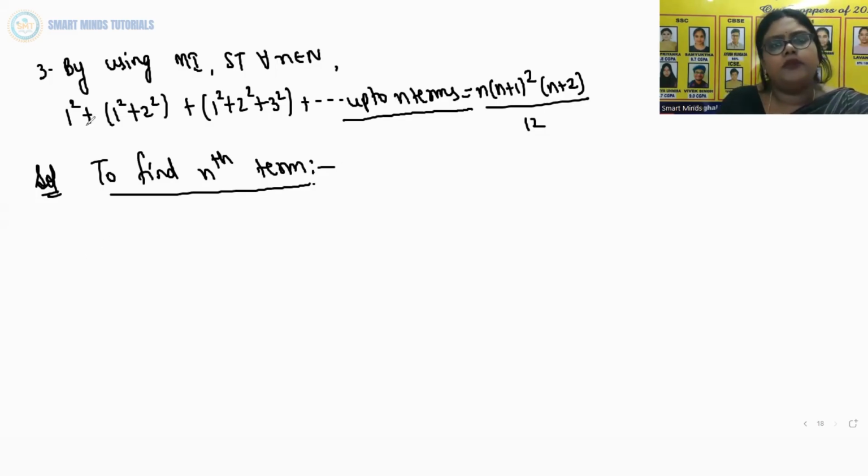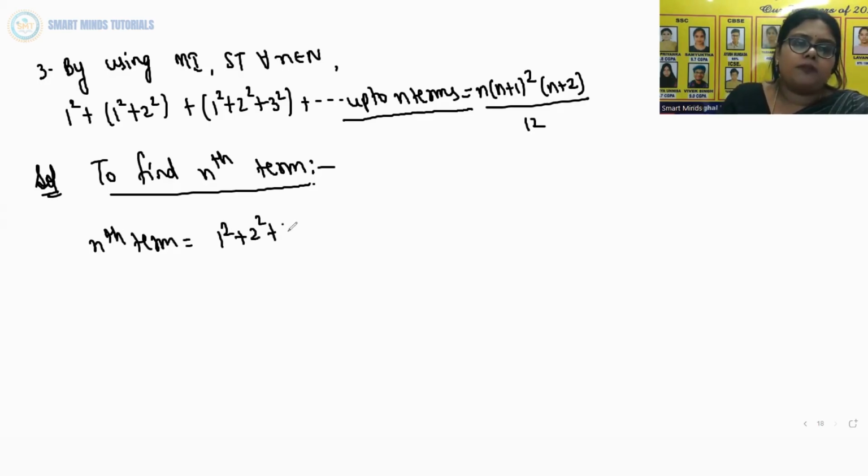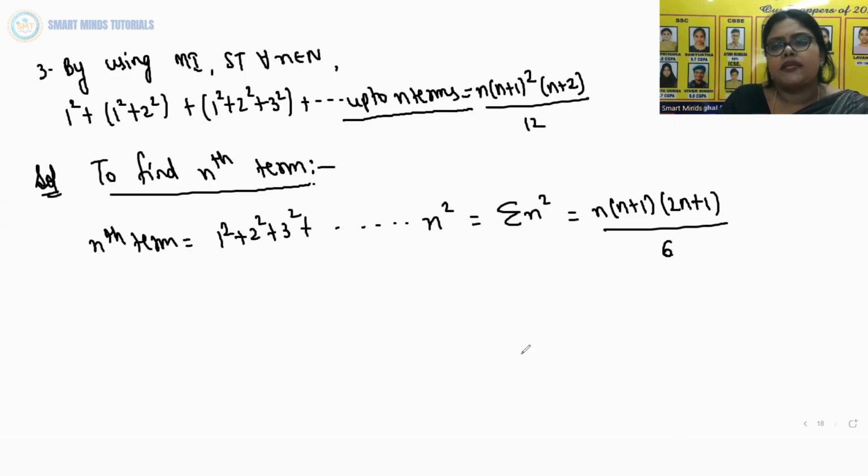So what is the nth term? You can see first term is 1². Second term is 1² + 2². Third term is 1² + 2² + 3². So what will be the nth term? Nth term is 1² + 2² + 3² + so on up to n², that is sigma n². What is the formula for sigma n²? n(n+1)(2n+1) by 6. I gave you in the formulas. What is sum of squares of n terms? n(n+1)(2n+1) by 6. So in one line you got the nth term here.